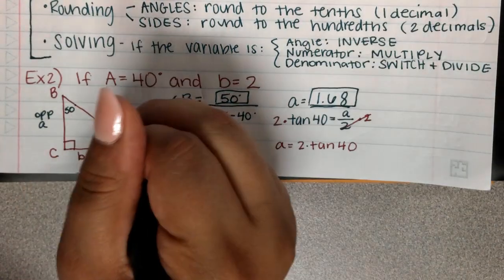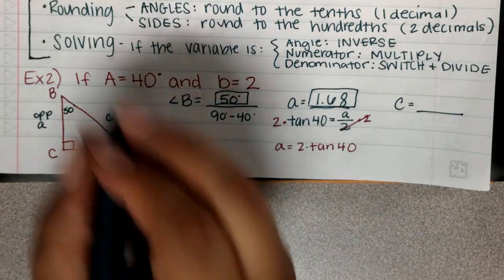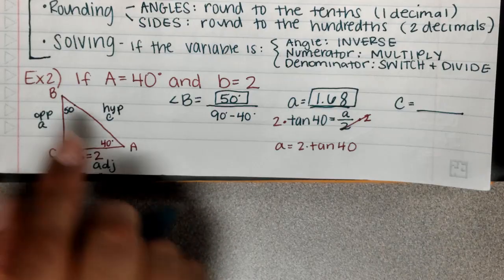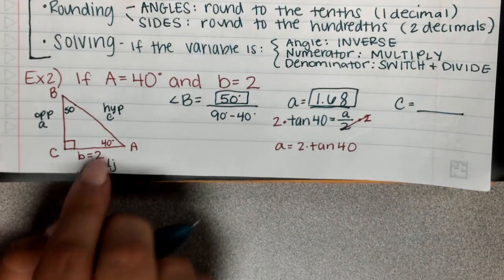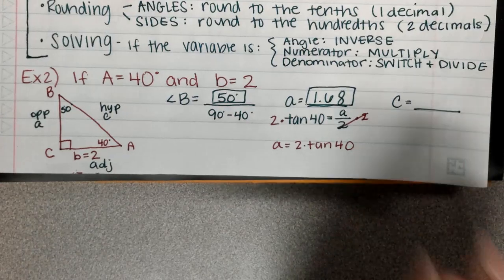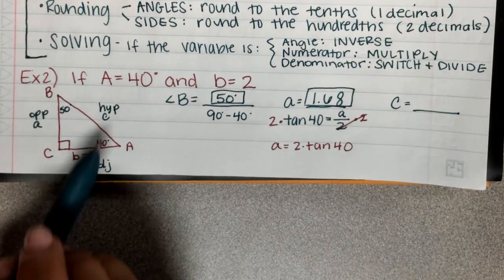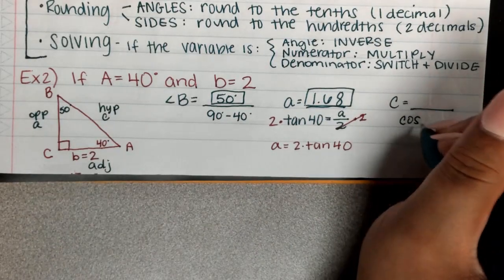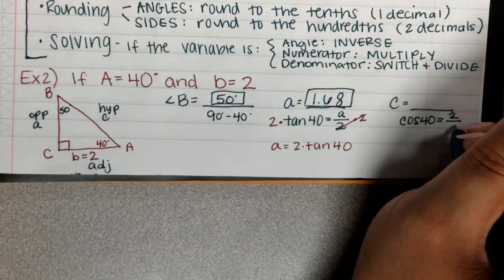Now we got to find side C. Side C is my hypotenuse. I'm still going to use 40 and 2. I don't want to sit here and use that decimal. So if I use 40 and 2, what do I have here? Adjacent and hypotenuse is cosine. Adjacent over hypotenuse.